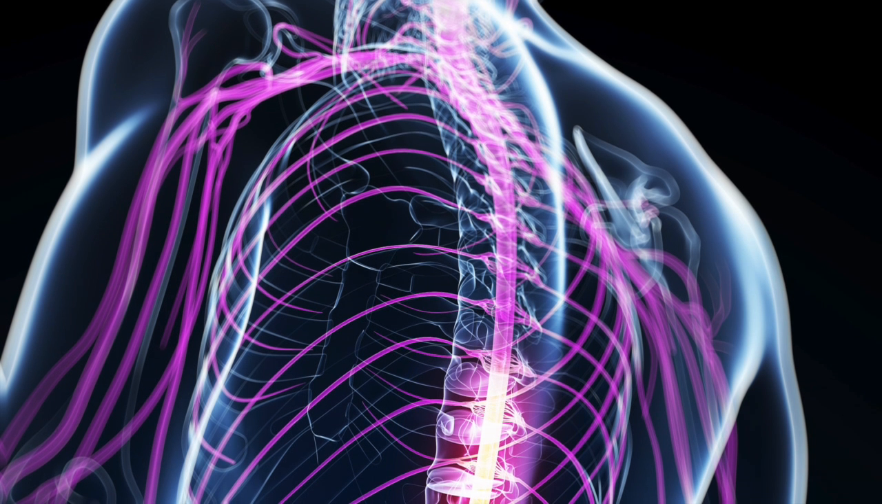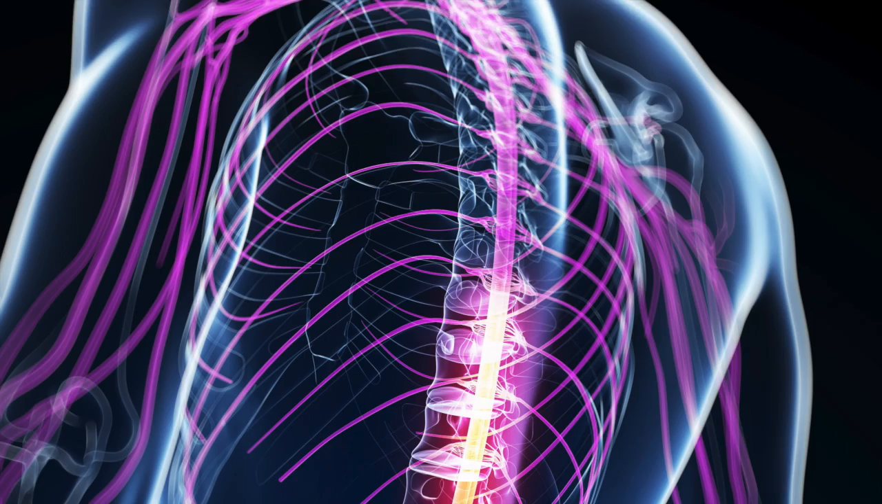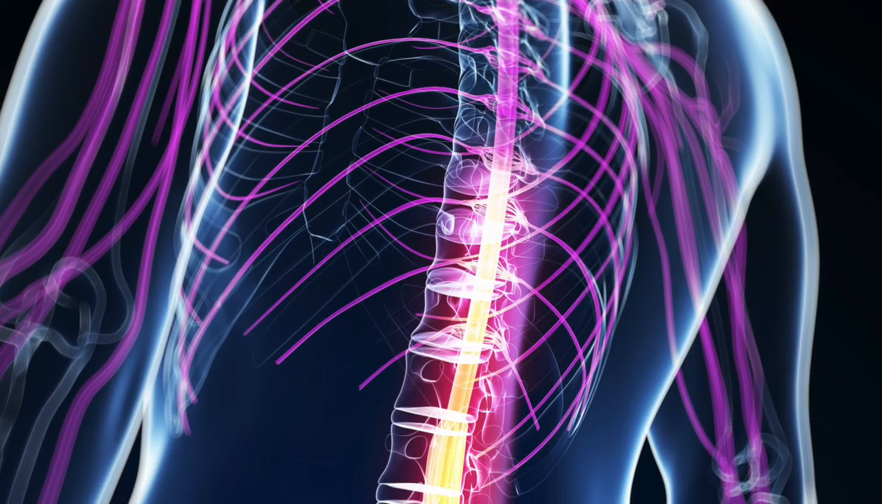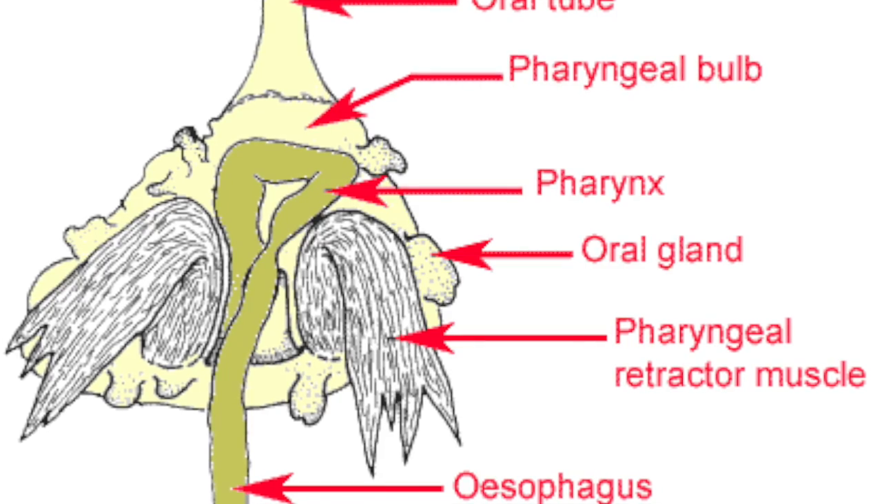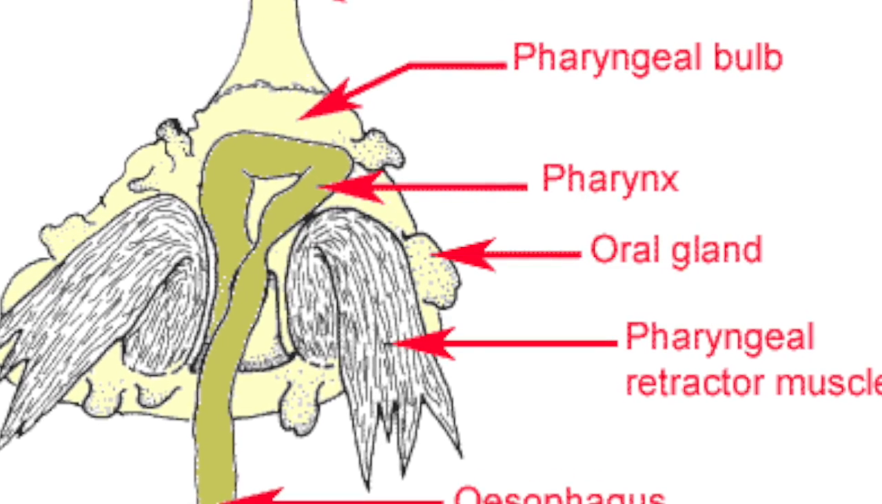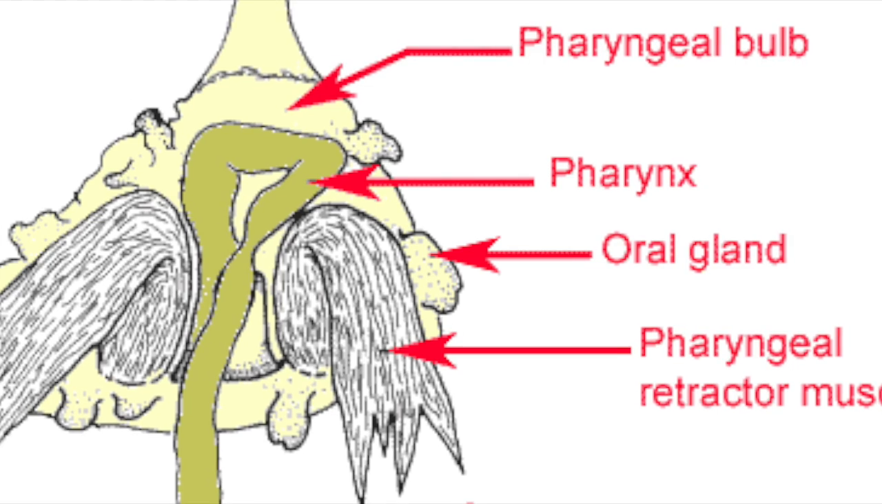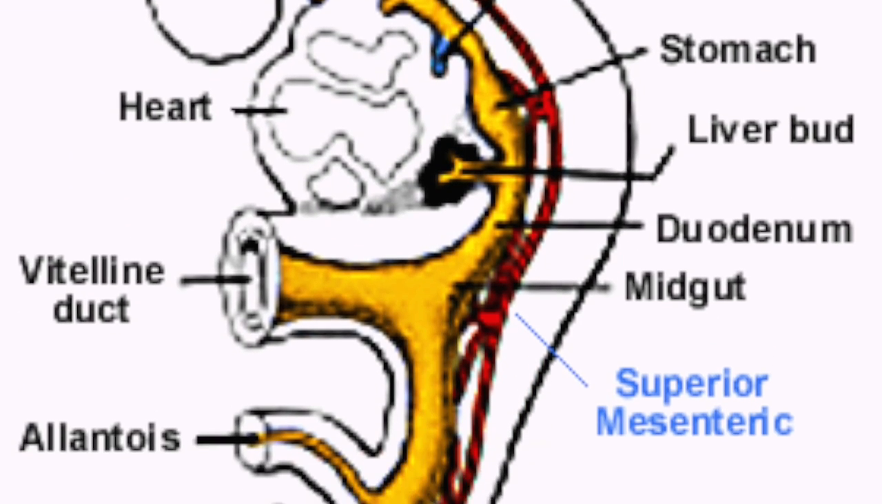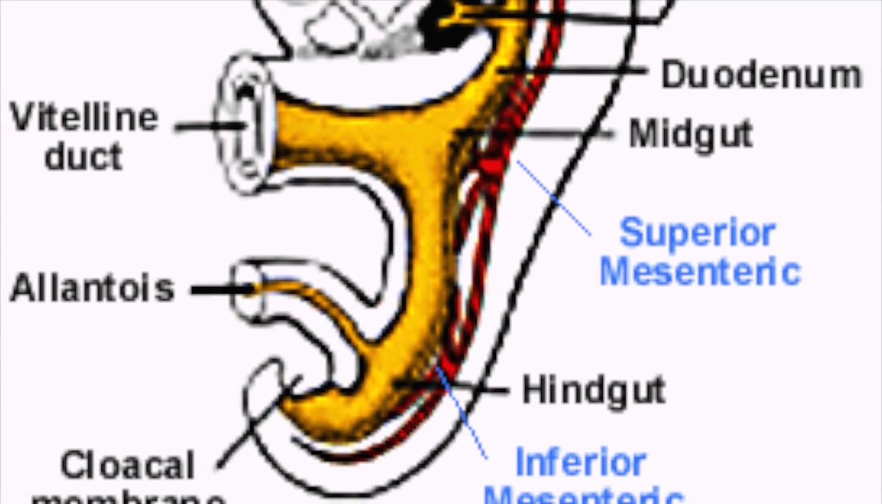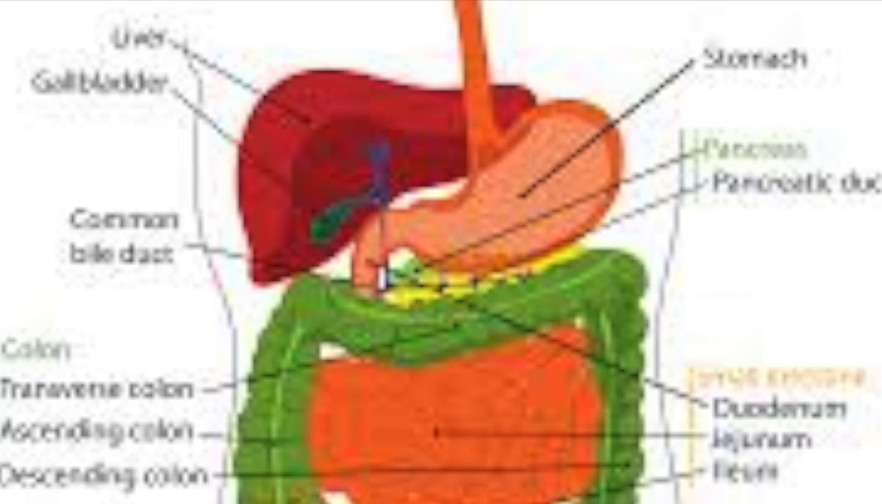A long hollow tube stretching from the oropharyngeal membrane to the cloacal membrane is created by the embryonic cell layers. The foregut, or primitive pharynx, arises and is on the anterior side. The hindgut arises on the posterior side and is what will become the rest of the mature pharynx and the remainder of the digestive tract.